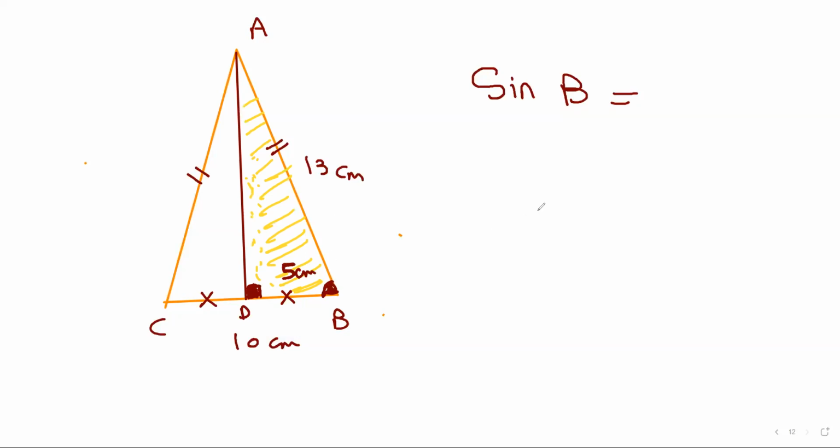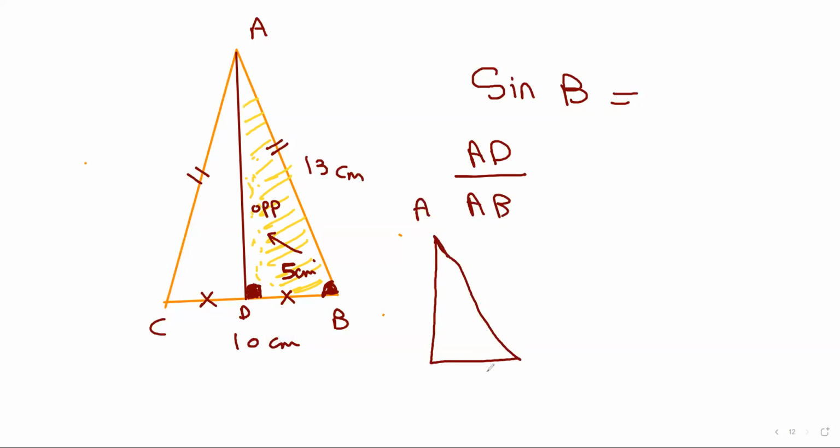And how can we get sine B? Sine B is the opposite, and this side here is the opposite to B. So sine equals opposite, AD, over hypotenuse, AB. I'm talking about this triangle, ABD.